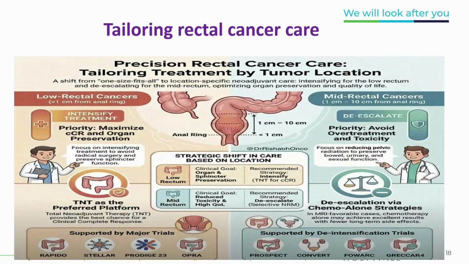So the rectum is about 18 centimeters in length, and you can divide the rectum into parts. You have the anus, low rectum, mid rectum, and upper rectum, and the treatment is done differently. So for low rectum, the whole idea is TNT. Try to preserve the organ. Don't be in a hurry to take it out.